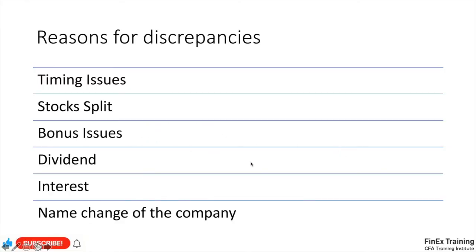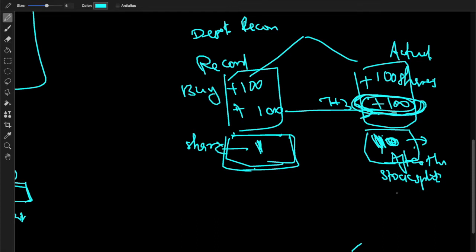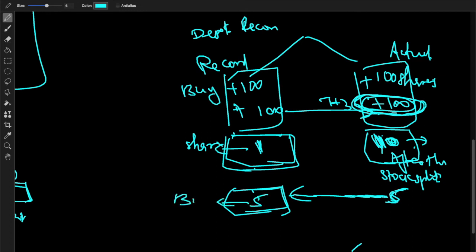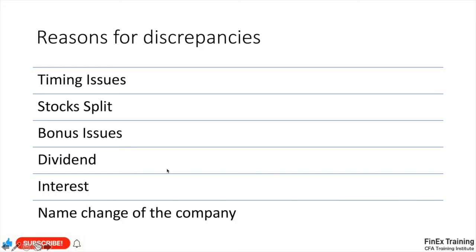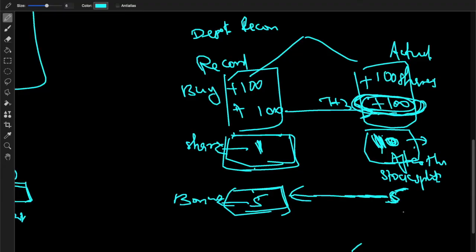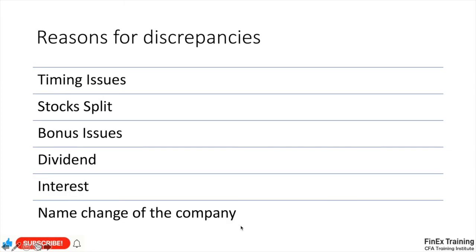Bonus issues. Imagine again the company has added some shares freely, as bonus issues. Again, it is not recorded in the ledger. Once we see this balance, we will investigate, come to know that it is a bonus, and then record it over here as bonus. So there can be discrepancies. Dividend: imagine a dividend being paid out. The investor might be unaware of it and it might not be recorded, so there can be discrepancies.